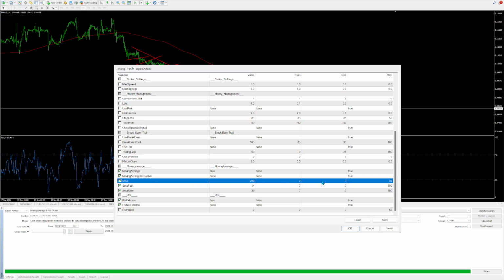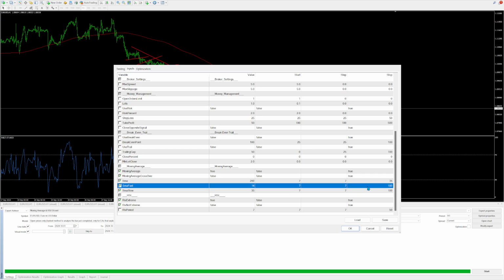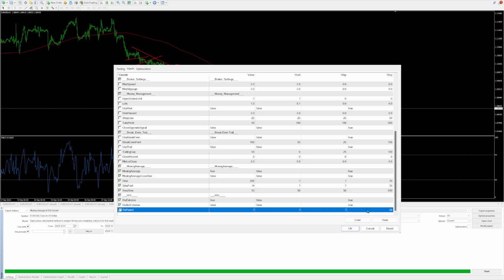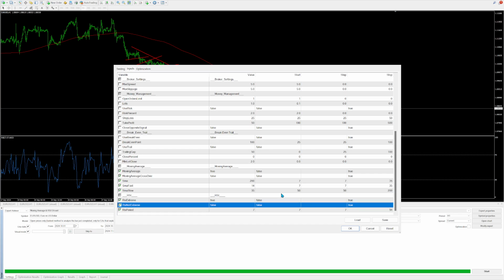So the 7 SMA, we'll step in 7 and we'll go to 35. So it'll do 7, 14, 21, 28, 35. So it starts at 7, ends at 35, going in steps of 7. For the fast, we'll do 7 to 35 there. And for the slow, probably something higher. So we can do, I don't know, let's go 50 up to 200. And RSI extreme, let's go 7, 7, 14, why not? Okay.